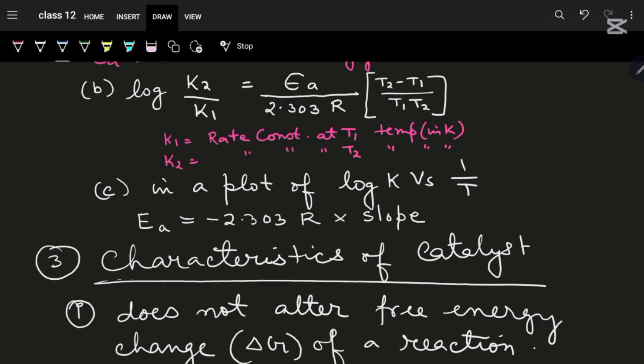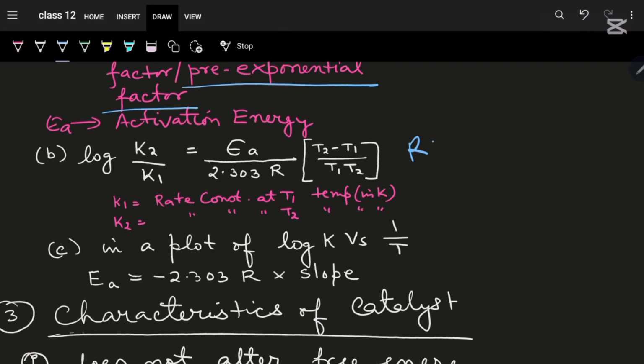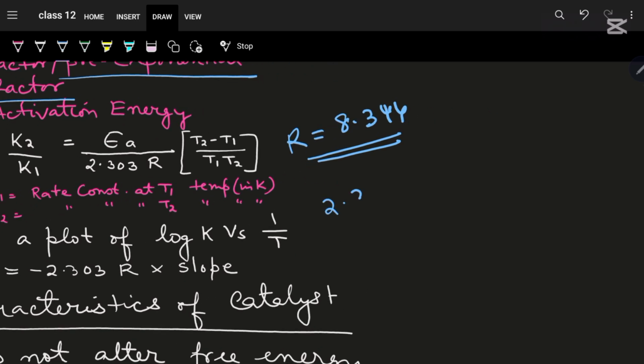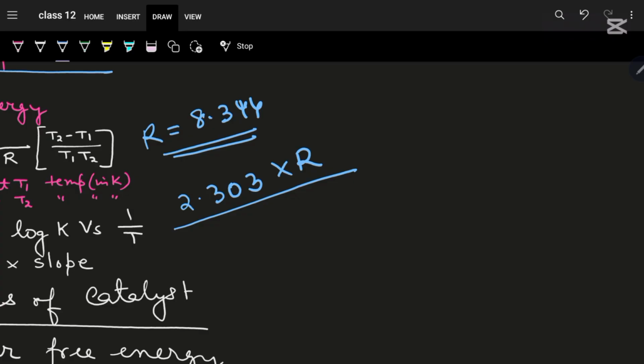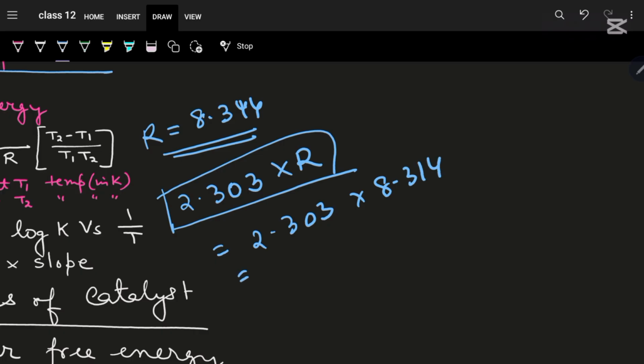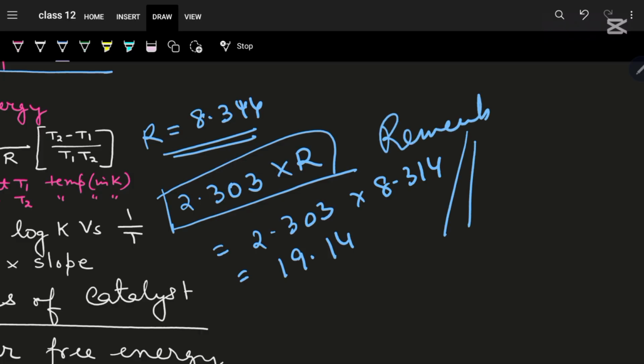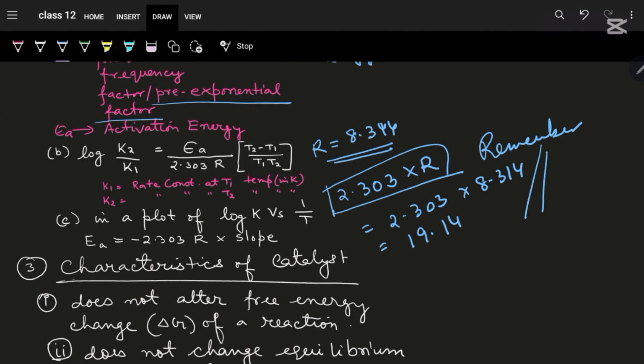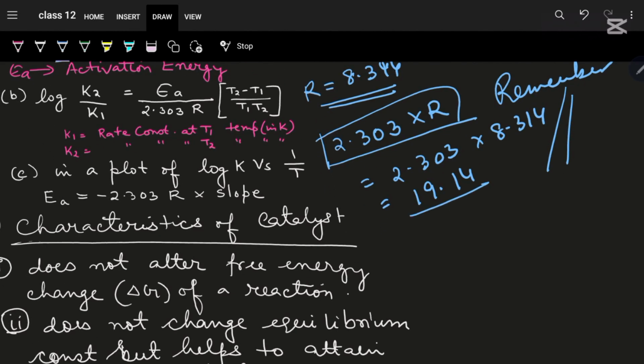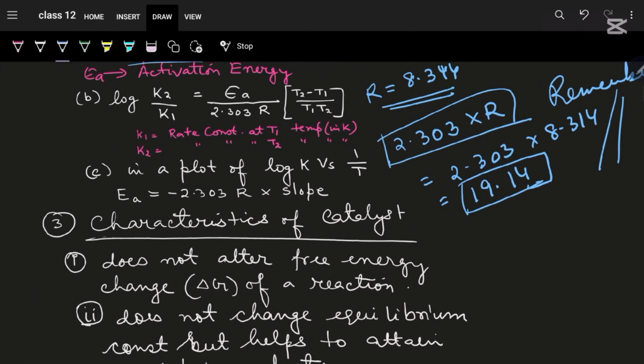Now let me tell you one more thing. If R is having the value of 8.314, then remember one thing in your calculations: you will always calculate 2.303 into R, where it is 8.314. You are not going to calculate this again and again. Remember it to be 19.14. If you remember this, then your calculation becomes easy, and many a times you will see that 2.303 into 8.314 is required. So the value you remember is 19.14. That will make your calculation easy.